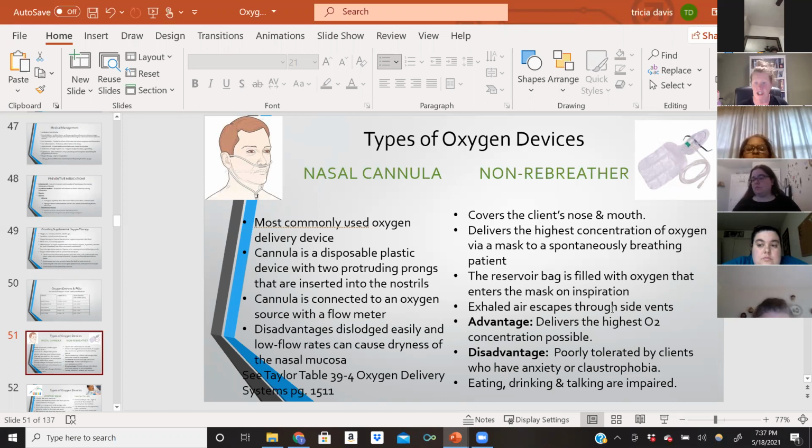It's going to fill up with oxygen that enters the mask when the patient breathes in. The air that they breathe out when they exhale is going to escape through these little vents on the side. The advantage to this is it delivers the highest O2 concentration possible. The disadvantage is it is poorly tolerated because some patients have anxiety, they're claustrophobic. Obviously, they can't eat or drink or talk because if they need it, they need it on. It's not something they can take on and off intermittently. So those are the disadvantages.